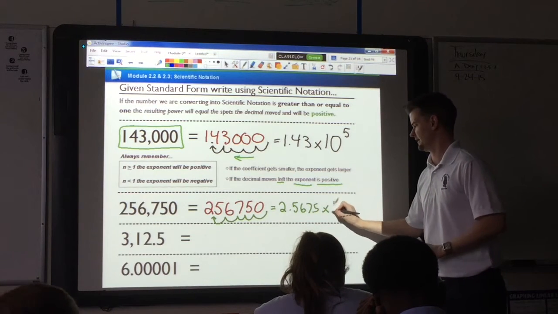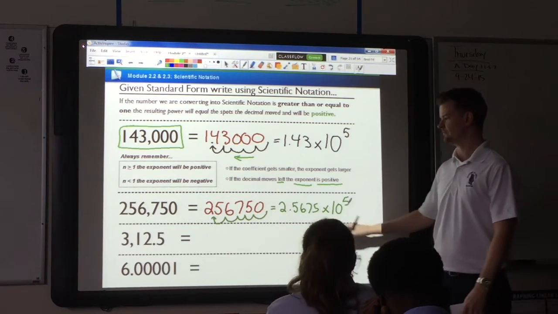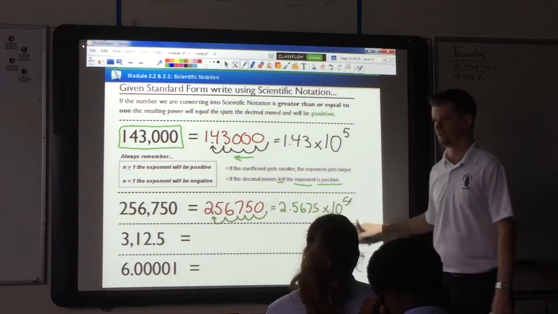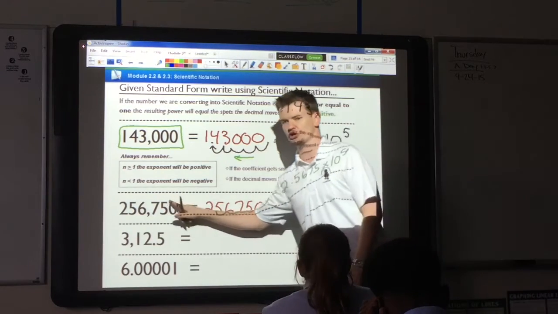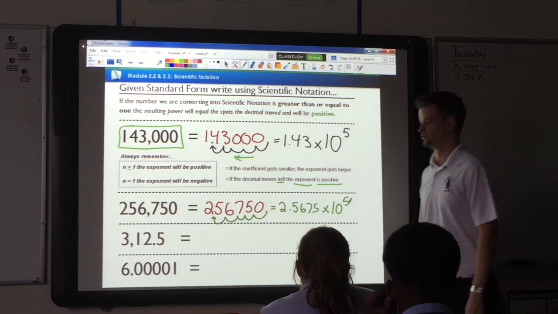Times 10 to the fifth power. And I moved my decimal to the left, so my exponent's going to be positive. And my original number was greater than 1, so my exponent must be positive. Okay.